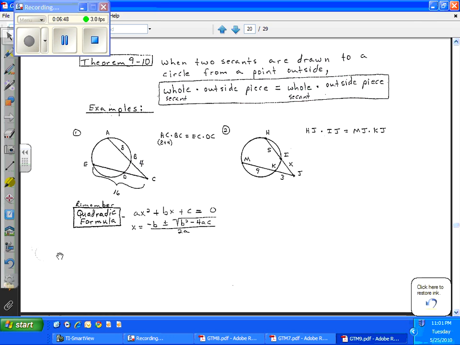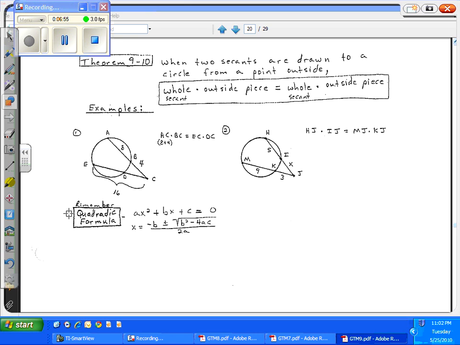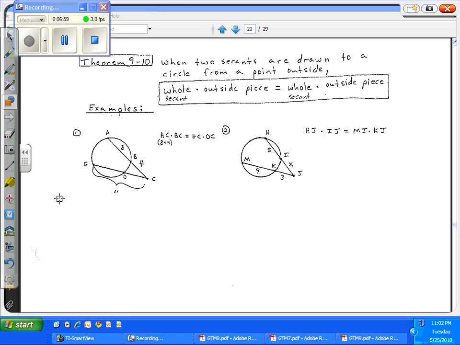So, let's just kind of clean house a little bit here. Just going to get right down to the math. I chopped off too much.